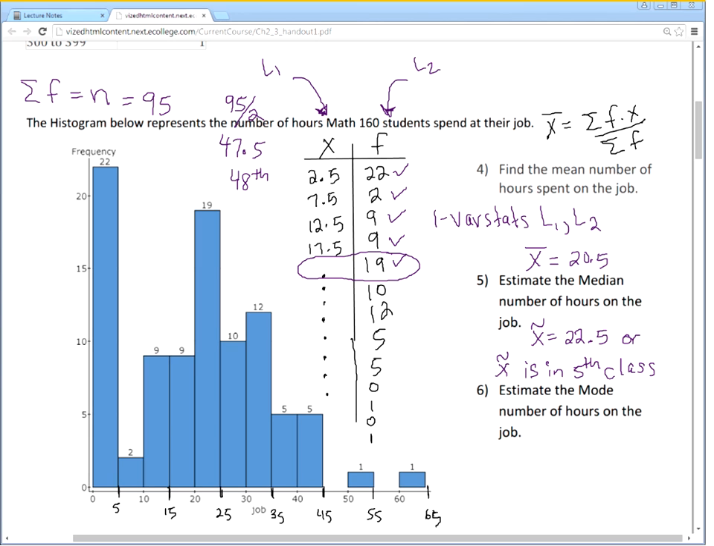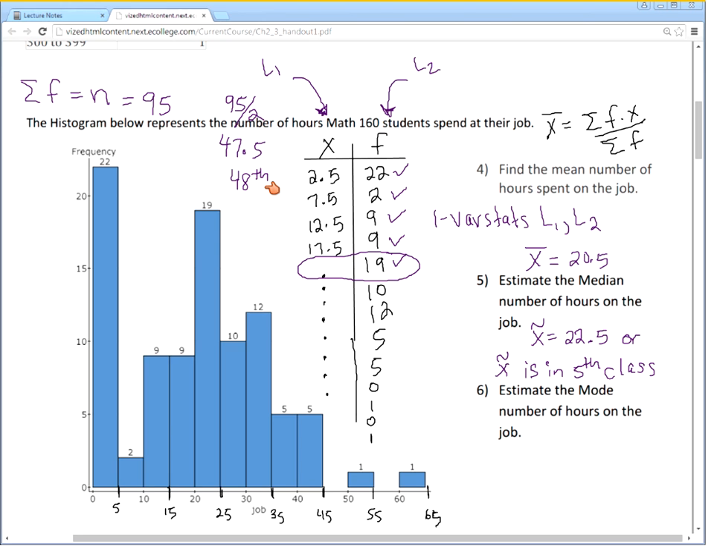I have to find out where the 48th value is. So you pretty much just go ahead and count. Here you have the first 22 values, and I need to find the 48th value. So you're just counting until you get to the 48th value. And the 48th value is in the 5th class. 1, 2, 3, 4, 5.